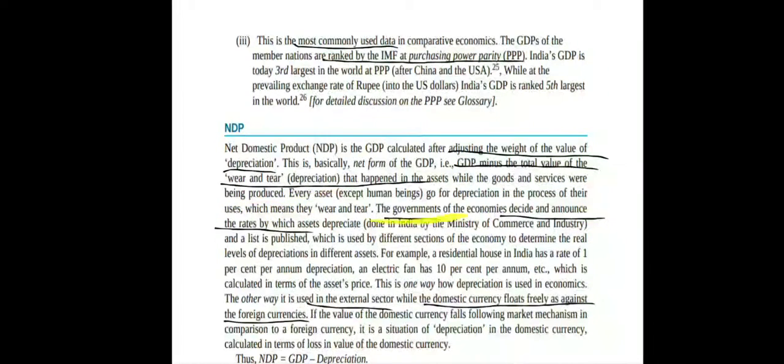Also, the governments decide and announce the rates by which the assets have to depreciate. This is one way depreciation is used in economics. That is the wear and tear that has happened in the assets. I think this is the same concept that's used in accounts.